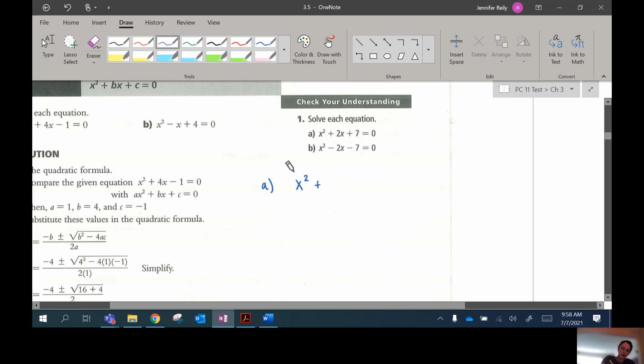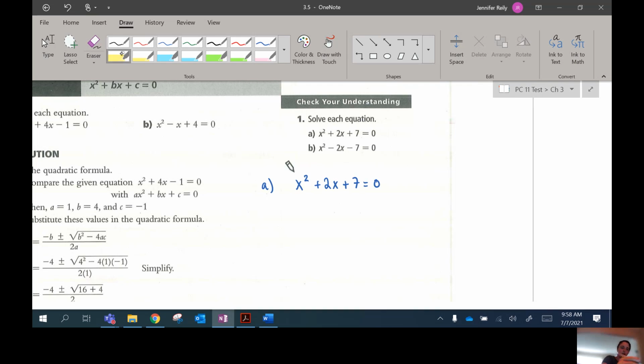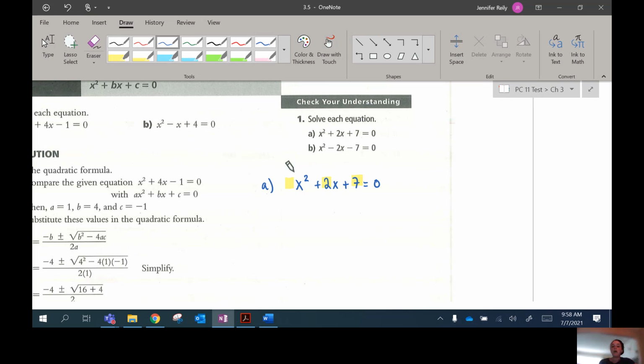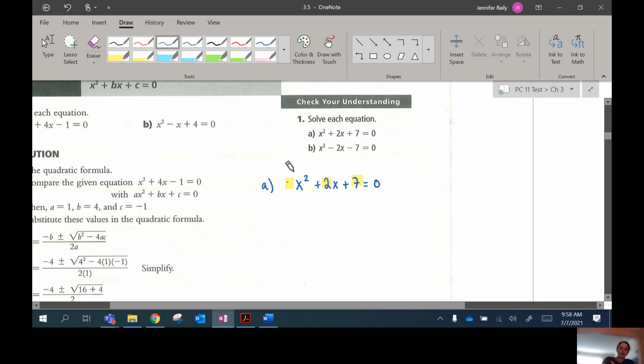We have x squared plus 2x plus 7 equals 0. So the coefficients in front of each term will tell us what our A, B, and C here are. So our A is going to be 1, our B is going to be 2, and our C is going to be 7.